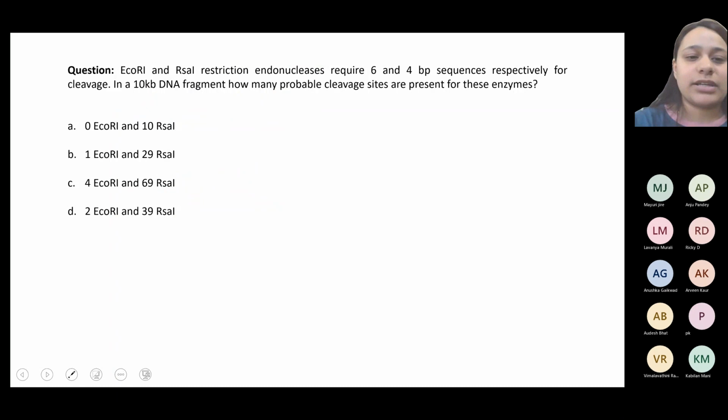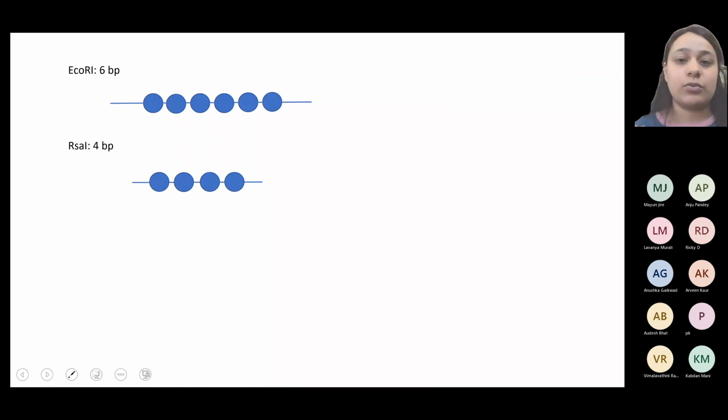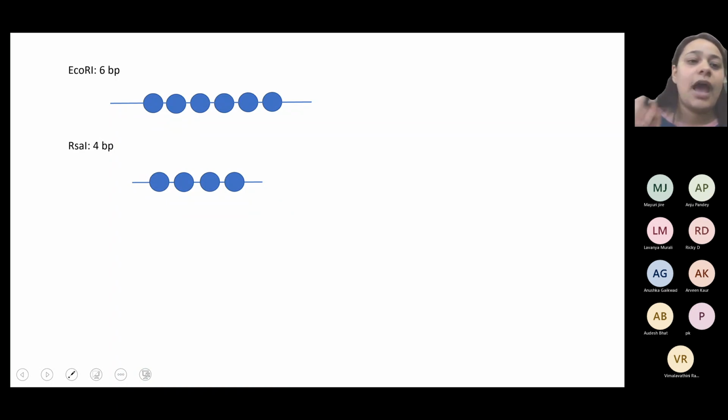Now, what else does the question say? It says that there is a 10 kb DNA fragment. How many probable cleavage sites are present for these enzymes? This is base pair and this is kilo bases. So 10 kb would basically mean 10 into 1000 base pairs. So in 10,000 base pairs, how many probable EcoR1 and RSA1 sites will be present?